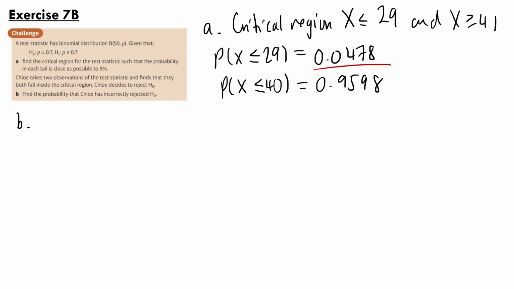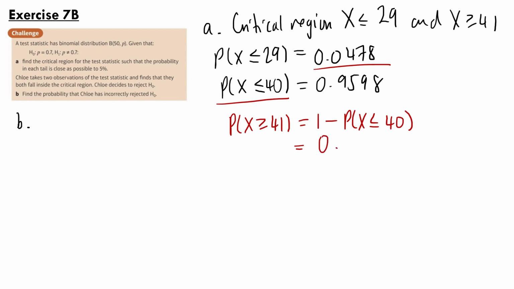But at the moment, we only have the probability that X is less than or equal to 40. So to find the probability that X is greater than or equal to 41, we have to take away the probability that X is less than or equal to 40 from 1. And so we get 0.0402.